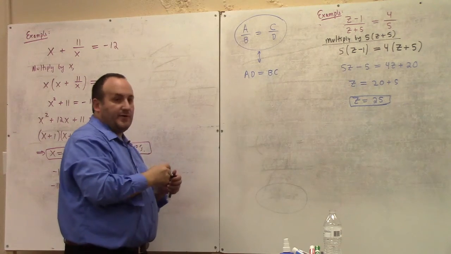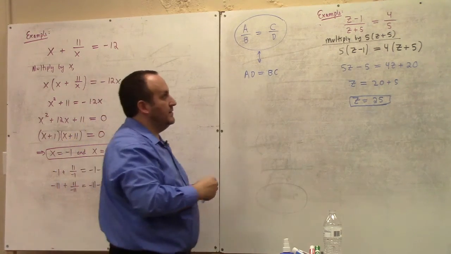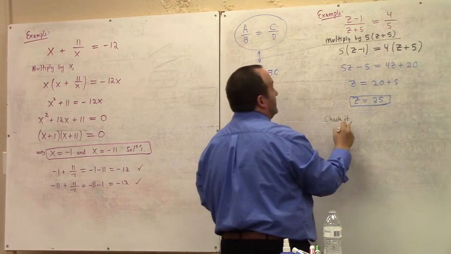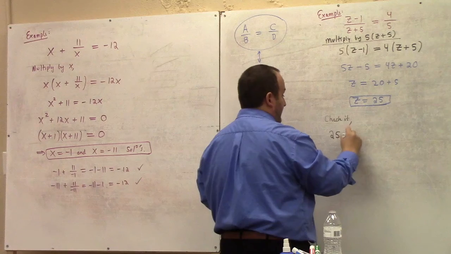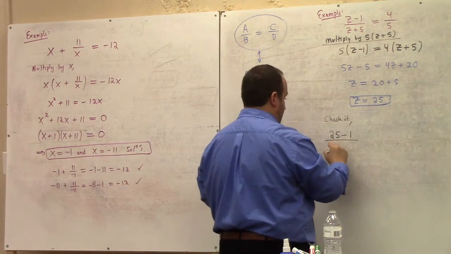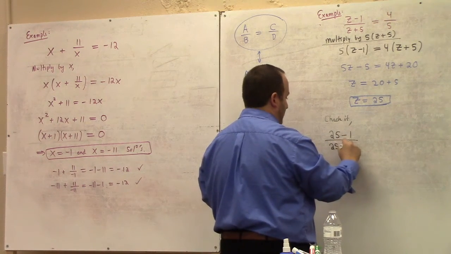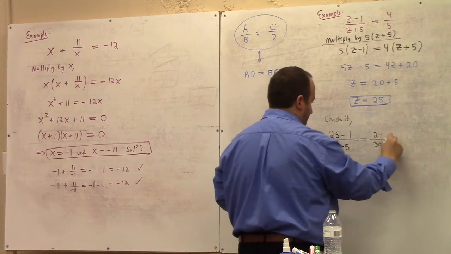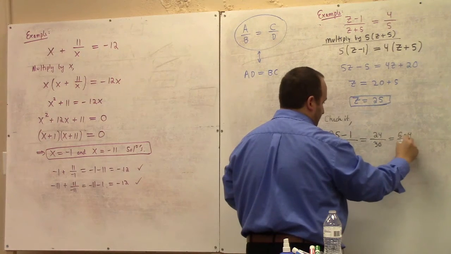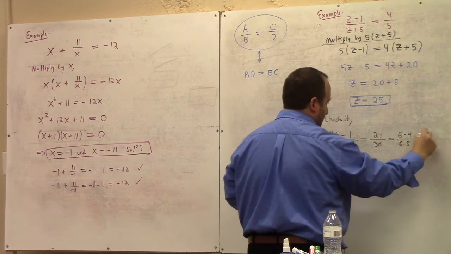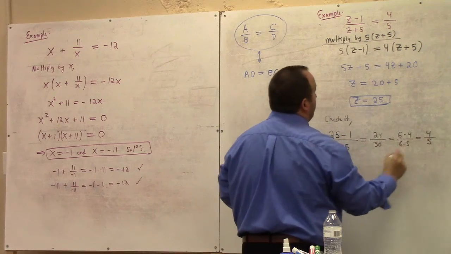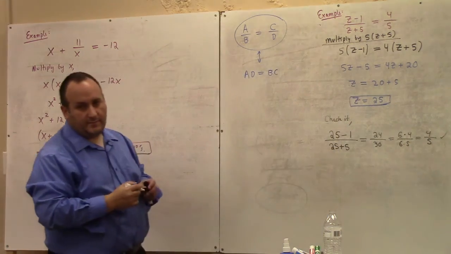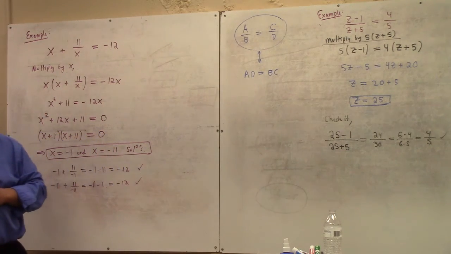And of course, we can check our work, right? It's a good idea to check work. Let's check our answer. So 25 minus 1 divided by 25 plus 5, that's 24 over 30, which is 6 times 4 over 6 times 5, which is 4 over 5, which is, yep. Hooray, it worked.